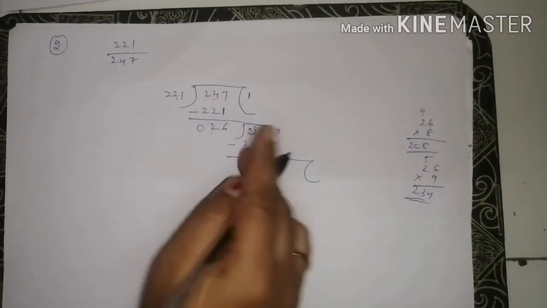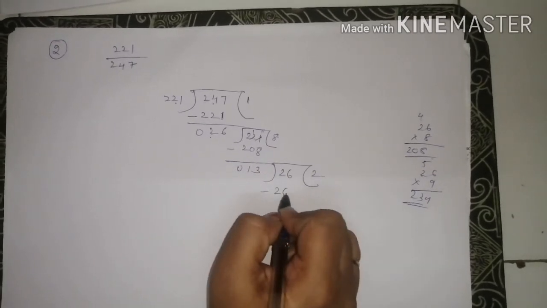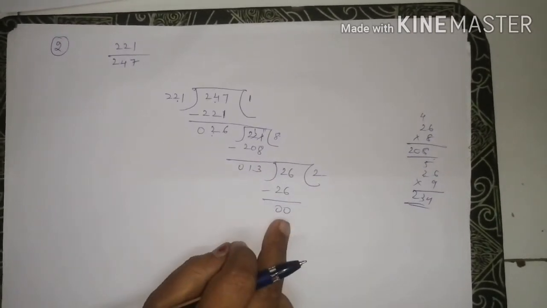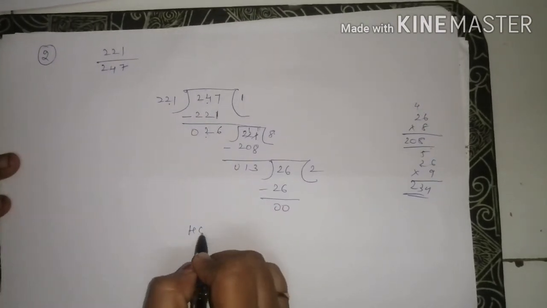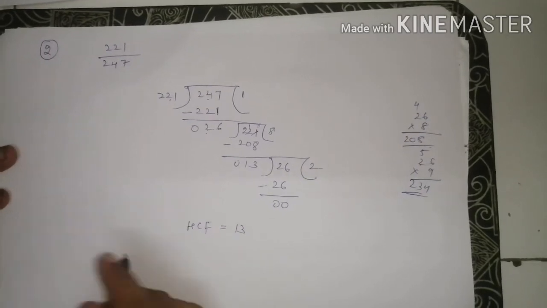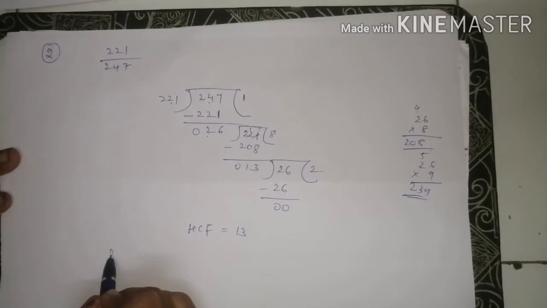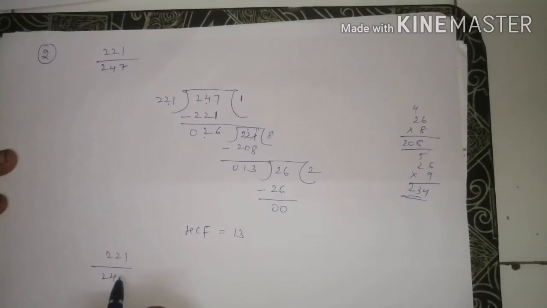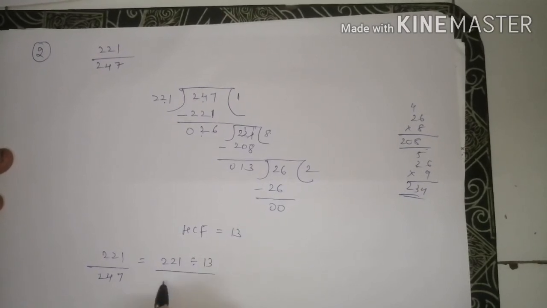Again you have to take the second divisor now, 26. In the 13 table, 26 comes. 13 twos are 26. So we got the remainder 0. So the last divisor is your HCF. So HCF is 13. Now we have to reduce the fraction by dividing by 13. So 221 upon 247, we'll divide both by 13.